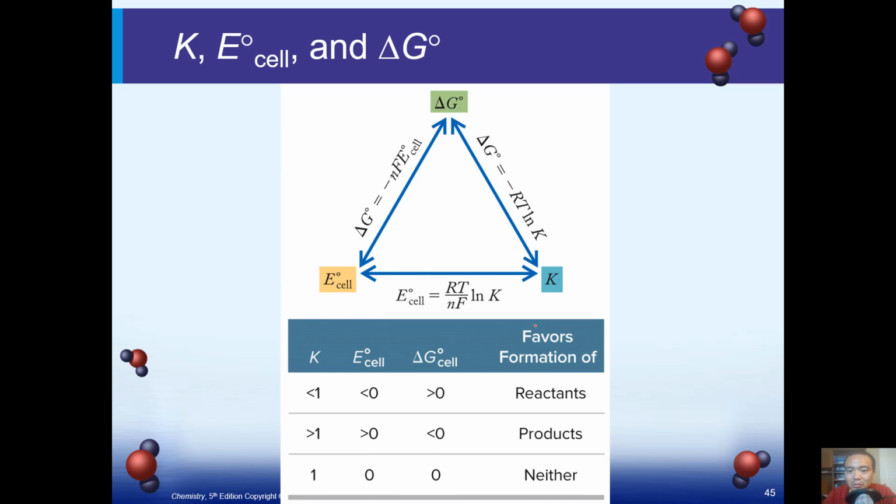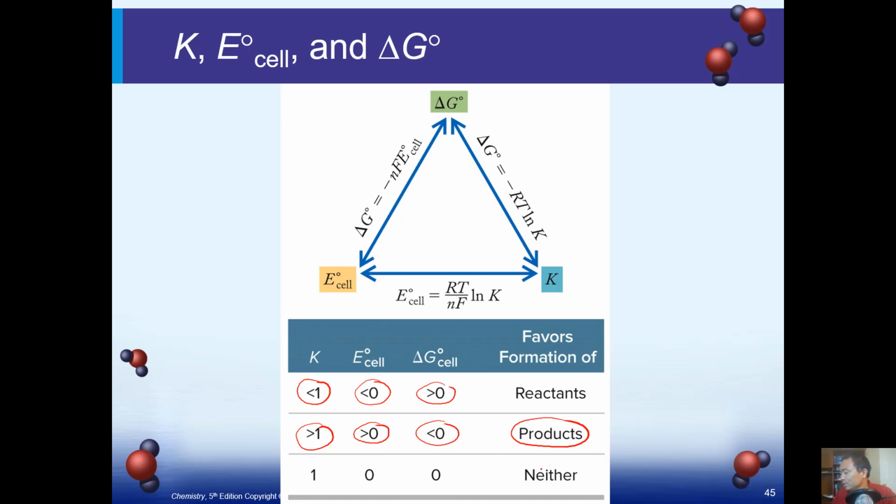All three parameters can be used to indicate the spontaneity of a reaction, as well as the extent to which a reaction will proceed. For non-spontaneous reactions that favor the reactants, or the reaction does not proceed very far to the right, K is small. K is smaller than 1. The E cell is smaller than 0, and delta G is greater than 0. For a spontaneous reaction which favors the products, K is greater than 1, E cell is greater than 0, and delta G is negative.